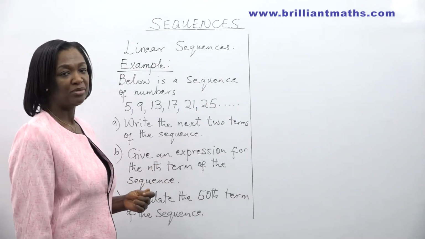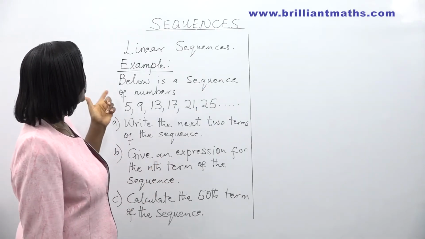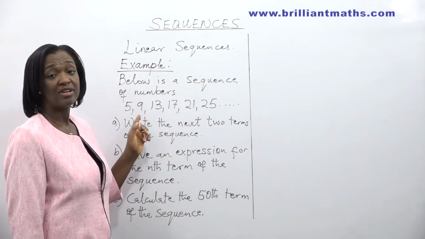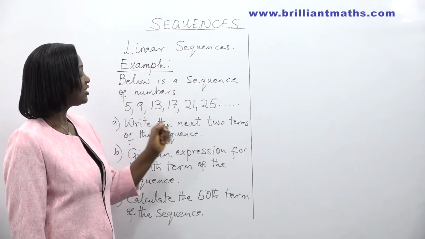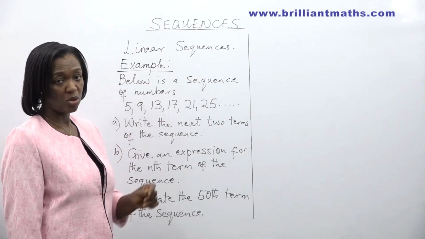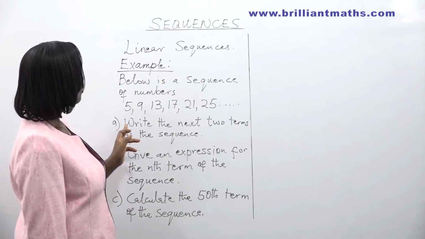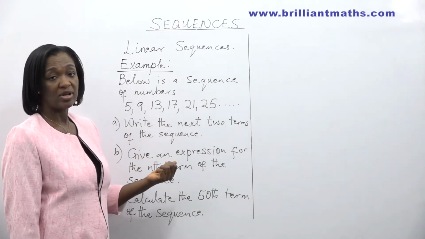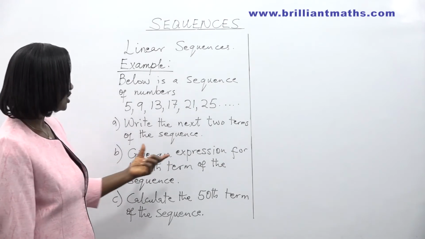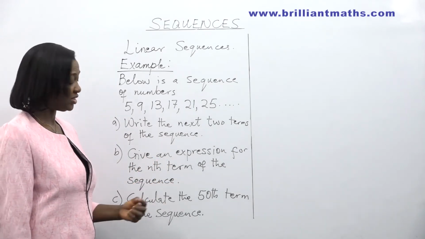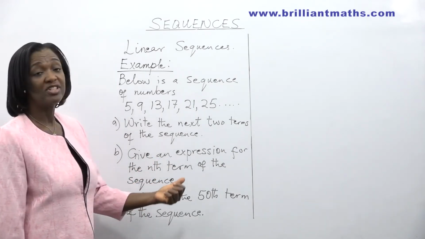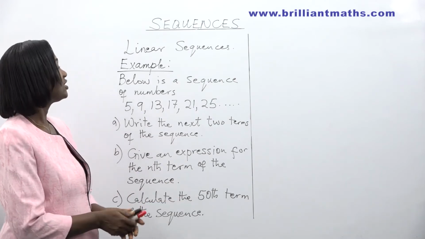Let's look at this example. Below is a sequence of numbers, 5, 9, 13, 17, 21, 25, and so on. A, write the next two terms of the sequence. B, give an expression for the nth term of the sequence. And C, calculate the 50th term of the sequence.